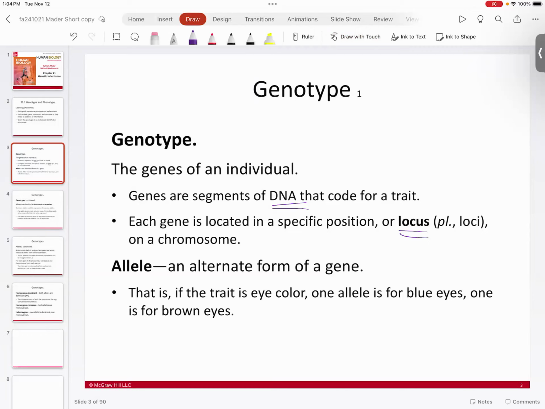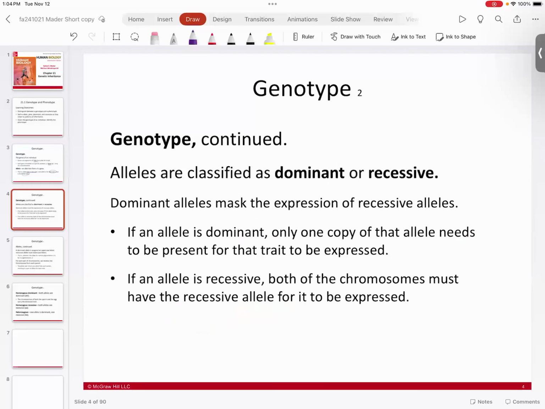Now each gene has different versions of it. Alternative forms of a particular gene are called alleles. For instance, if you take a look at the trait eye color, you might have an allele for blue eyes and one for brown eyes. So two different versions of the same gene.